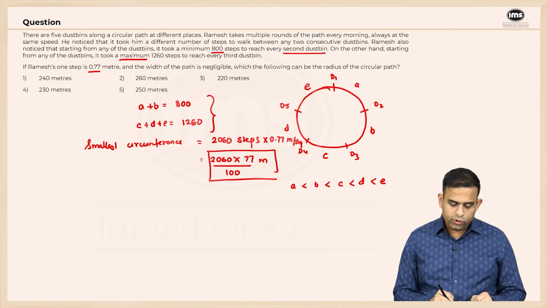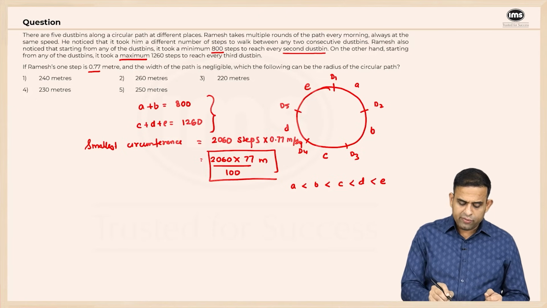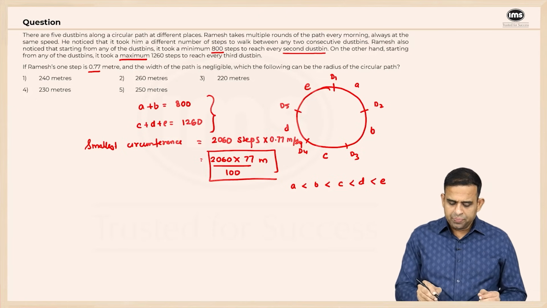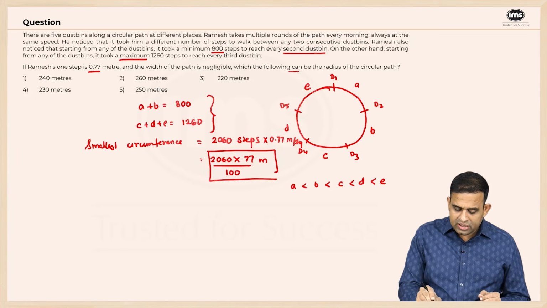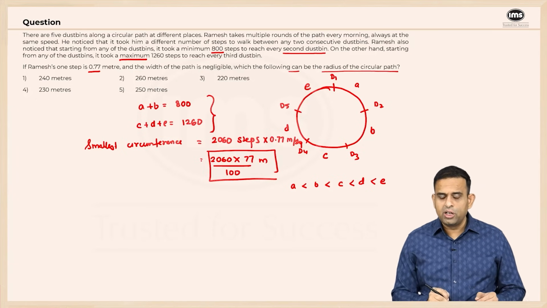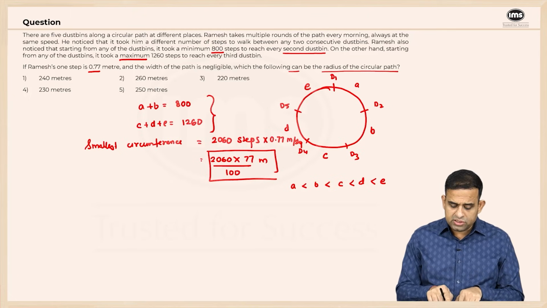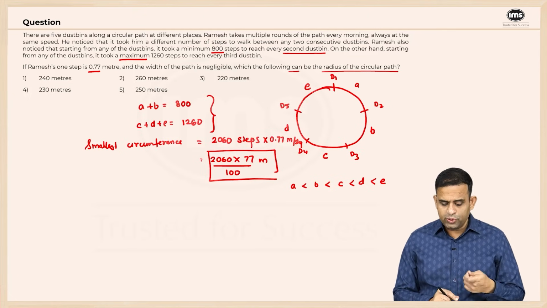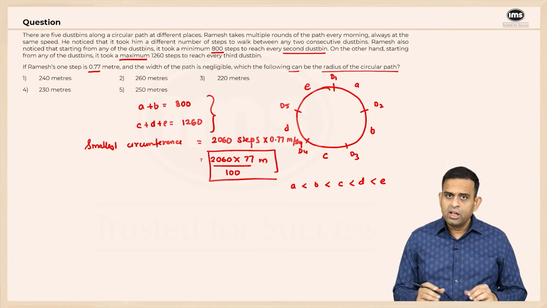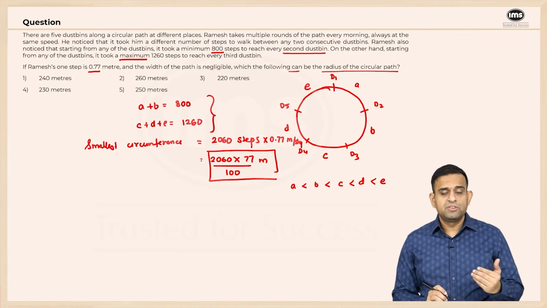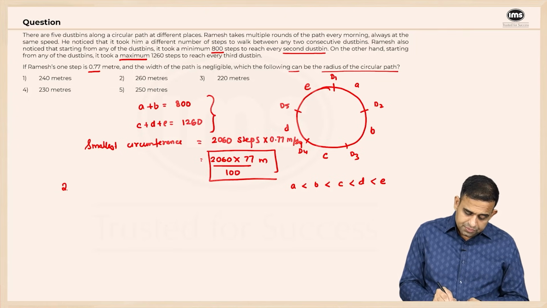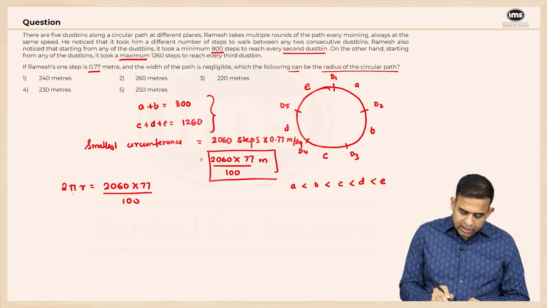And what is the question? If you read the question properly, they have told you the width of the path is negligible. Which of the following can be the radius of the circular path? So you want the radius which is going to give you a minimum possible circumference of 2060 into 77 by 100. We will use the formula for the circumference of a circle as 2 pi r. So 2 pi r is equal to 2060 into 77 by 100. Let's replace pi as 22 by 7.